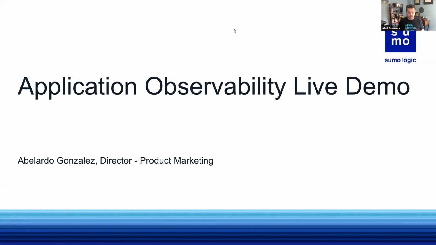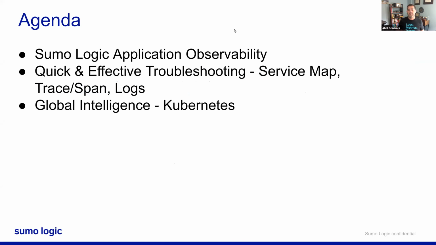And today I wanted to share with you our Sumo Logic application observability platform, how we do it, why we believe it's important, and then go through a quick and effective troubleshooting scenario. Just one of the use cases that you can use to really leverage the power of the Sumo Logic platform. And then we'll finish off with our global intelligence service, focusing on Kubernetes and how we help our customers not only be able to quickly troubleshoot applications, but also optimize them.